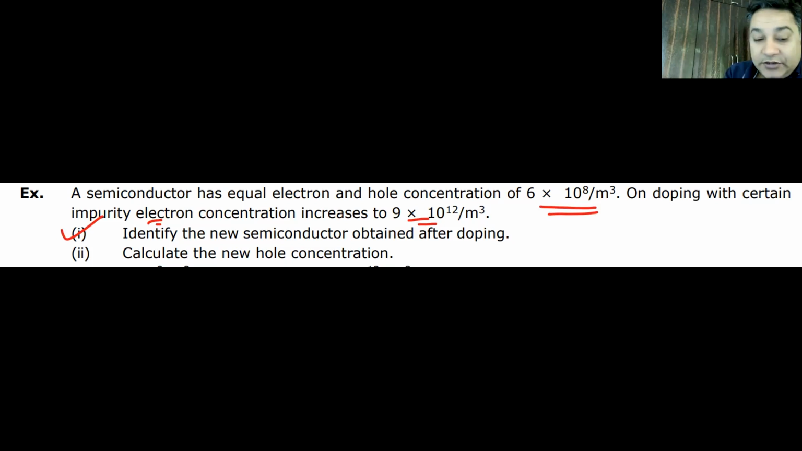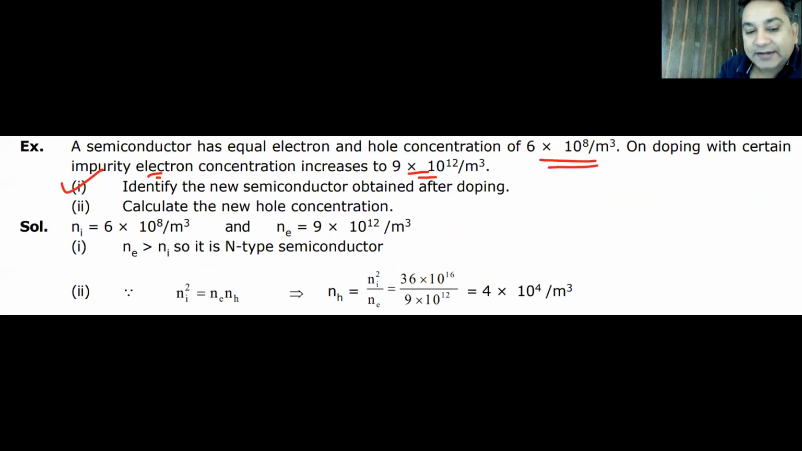You have to find the new hole concentration. Do I have the answer for the new hole concentration? Ne is greater than Ni. Can I have the second answer, please? 4 into 10 to the power 4. That is exactly correct.